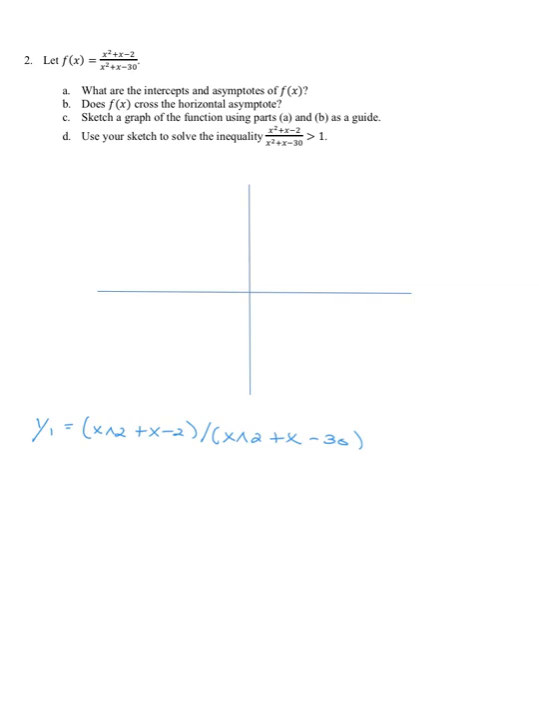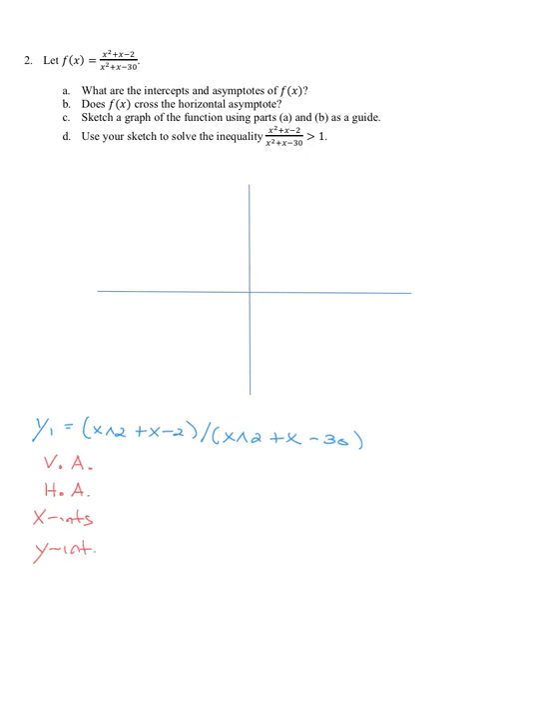A good place to start this problem is to put this function into your graphing calculator, just being careful to use parentheses around both the numerator and the denominator. And parts A through D are leading us through this question, and part A is asking, what are the intercepts and asymptotes? So below here, I'm going to write down, well, there's probably a vertical asymptote as well as a horizontal asymptote. And then we have X-intercepts and also Y-intercepts as well.